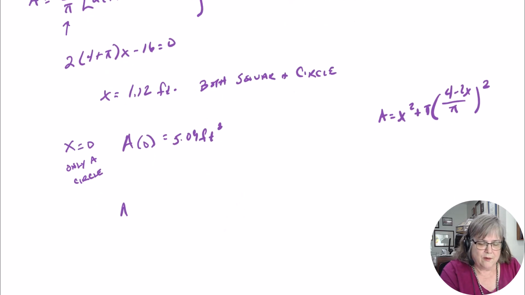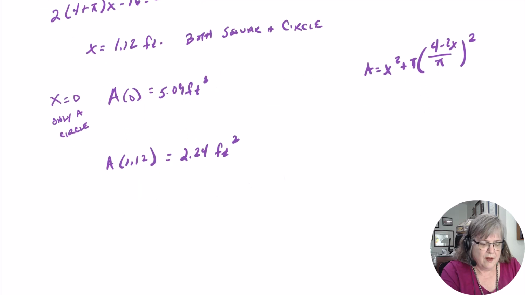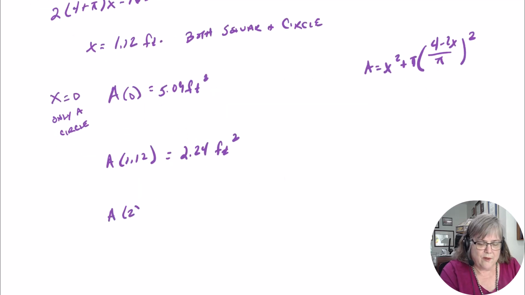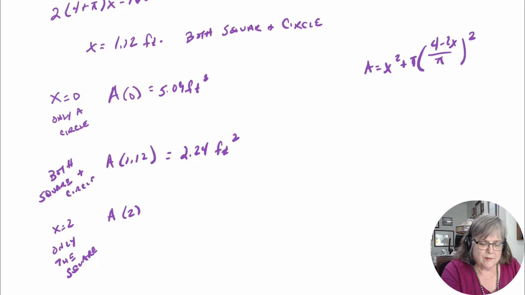If you substitute the 1.12 in there, you get 2.24 square feet. And if you substitute the 2 feet in there, remember, when x is 2, you have only the square. You get 4 square feet.